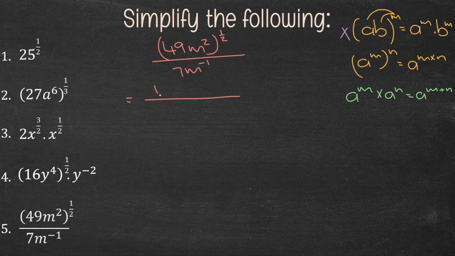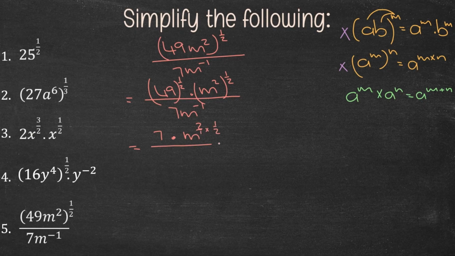So I'm going to do 49 in brackets to the power of a half multiplied by m squared in brackets to the power of a half. And now the denominator, I can't do anything with this yet, so I'm just going to copy it down. Now let's see what we've got here. We've got 49 to the power of a half. That means we want the square root of 49, and that is 7. Multiplied by this bracket, and for that I'm going to use this exponent law. So I'm going to multiply my exponents, which is 2 over 1 multiplied by a half. Again, just all over my denominator that I can do nothing with now.